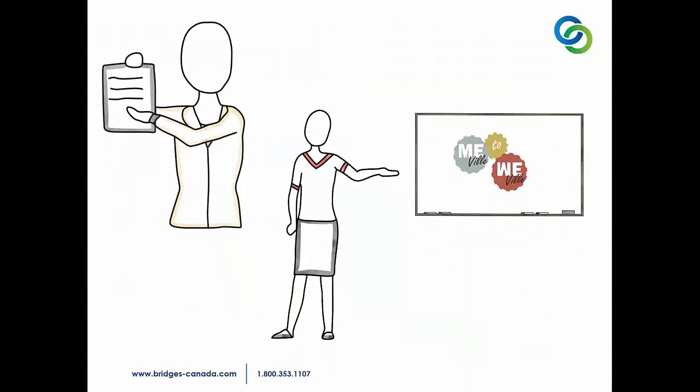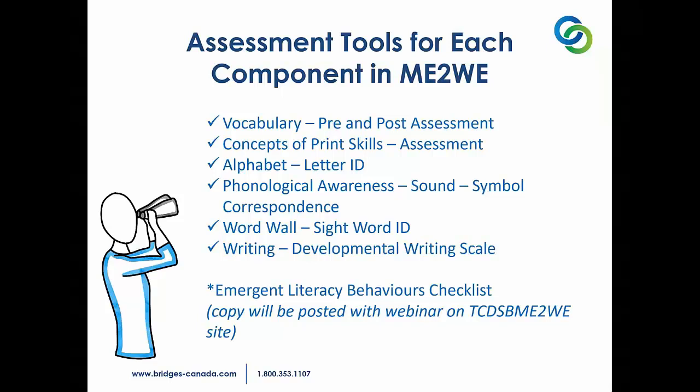In this webinar, we will explore the assessment and data collection tools in Me2We so that we can measure our students' progress and make important instructional decisions to move all our learners towards conventional literacy. Then, we will look at ways that teachers can adapt their materials and methods to determine the progress of all their students. Let's take a closer look at the assessment areas and the tools that are found in MEville to WEville for each of the components so that we can track these skills.